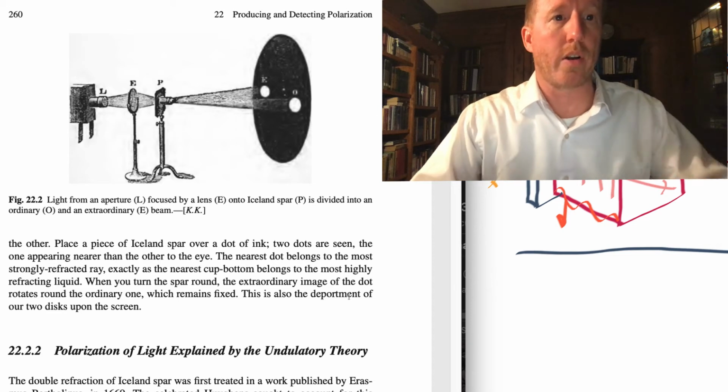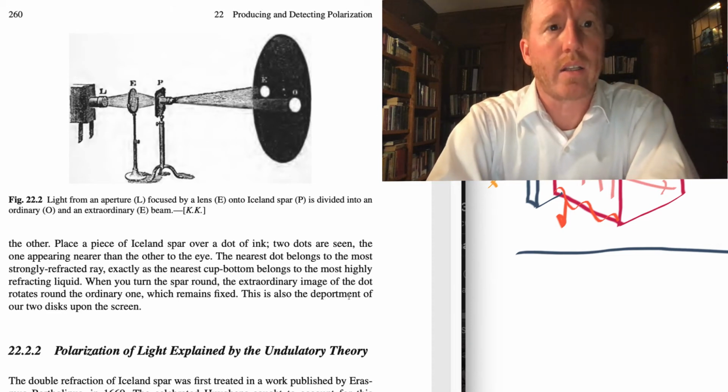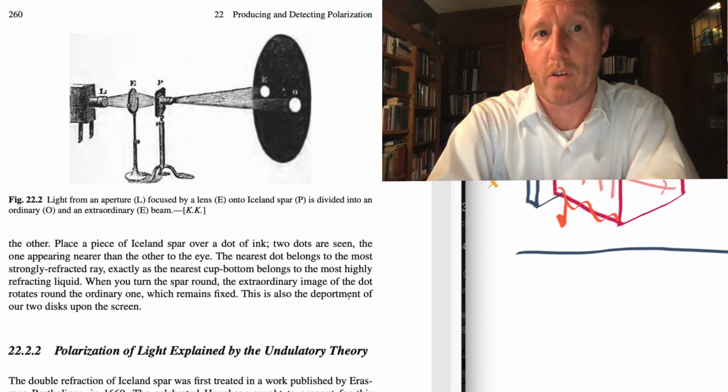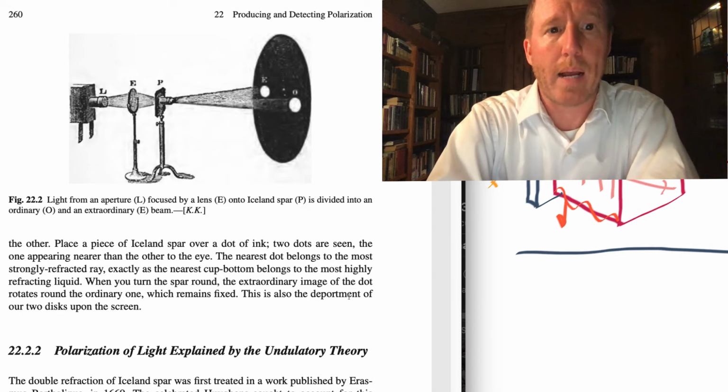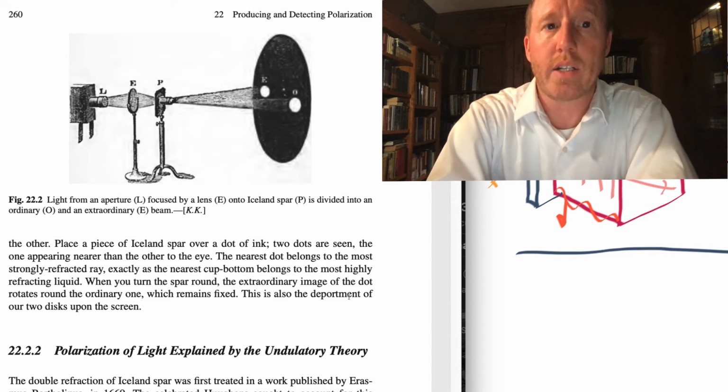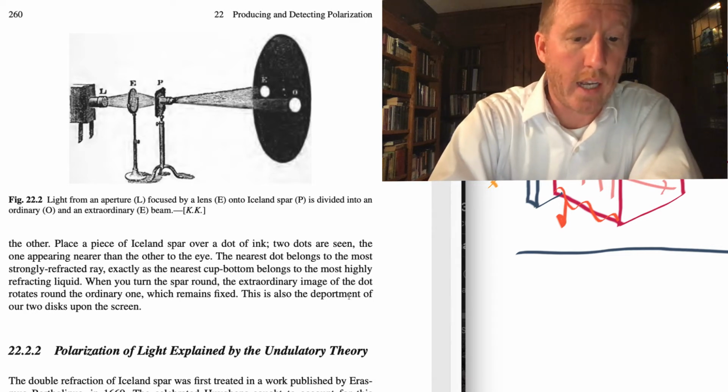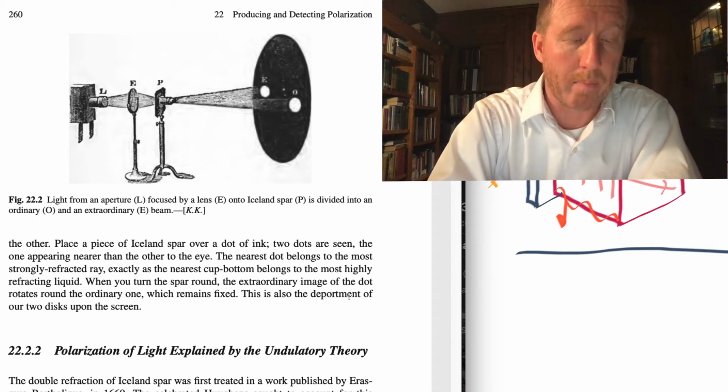22.2, where he shows a light source, and that light source produces unpolarized light. That is, it has both vertical and horizontal transverse polarizations to it. That is focused by a lens E, and then it passes through a piece of Iceland spar at point P, and then that light beam is divided into two beams, an ordinary and an extraordinary beam.